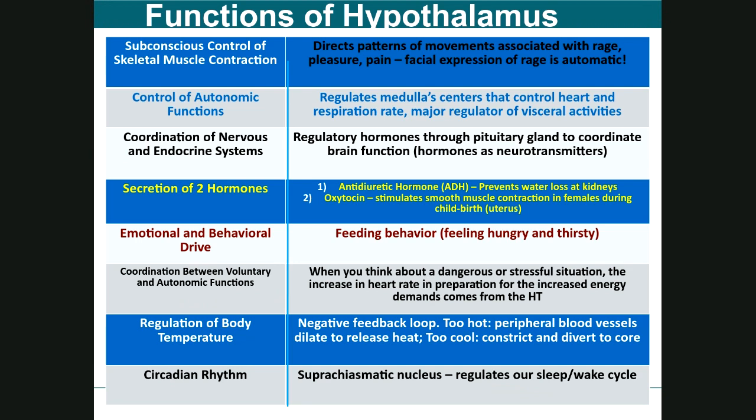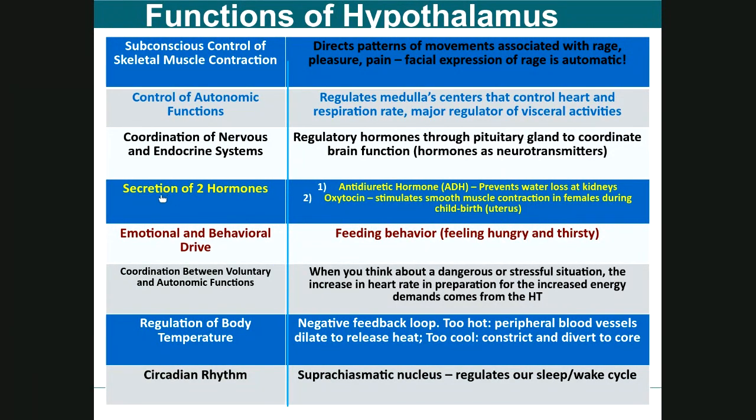So some general functions of the hypothalamus: controlling the subconscious control of skeletal muscle contractions, which includes our expression of emotions such as pain, pleasure, or rage. It also controls our autonomic functions, for example, controlling centers that control heart and respiratory rate and visceral activities. It controls the nervous and endocrine system, so it regulates our hormones, such as through the pituitary gland.